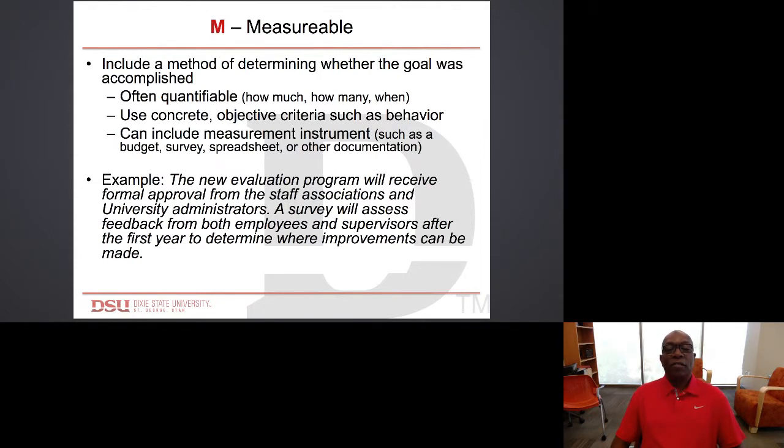Measurable. Include a method of determining whether the goal was accomplished. Often quantifiable: how much, how many, when. Use concrete objective criteria such as behavior, and it can include a measurement instrument such as a budget, a survey, a spreadsheet, or documentation. As an example, the new evaluation program will receive formal approval from the staff associations and university administrators. A survey will assess feedback from both employees and supervisors after the first year to determine where improvements can be made.